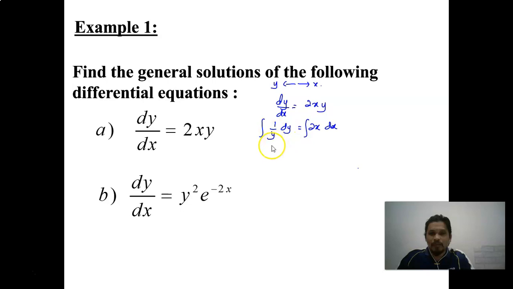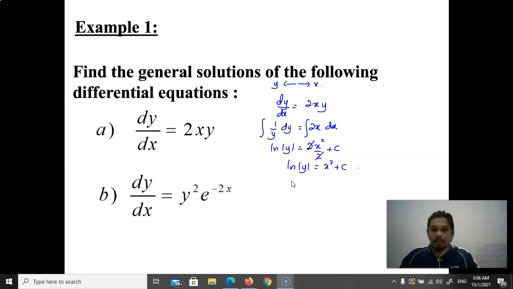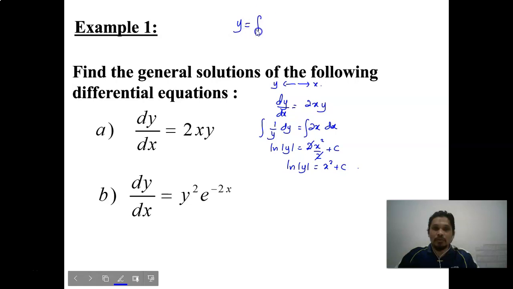So the integral of 1 over y gives us natural log of y, equal to, and 2 is a constant, the integral of x squared divided by 2 plus c. So 2 divided by 2, then natural log of y equals x squared plus c. Class, we wanted to end this answer in the form y equals f(x). What we have right now is natural log of y. It's not in terms of a single y.